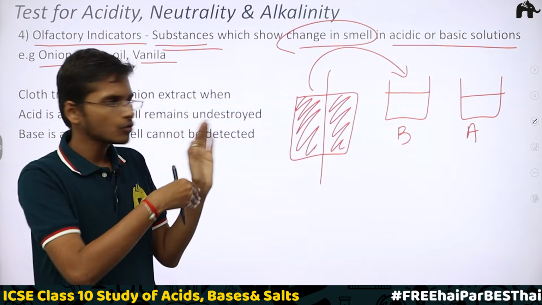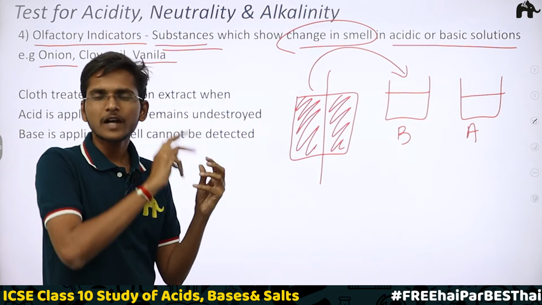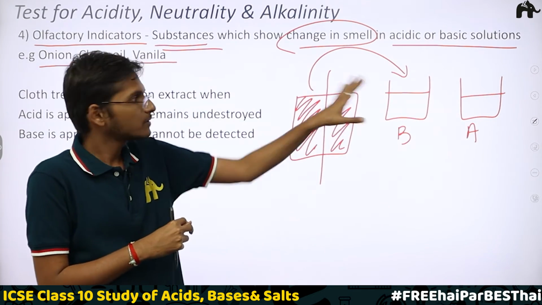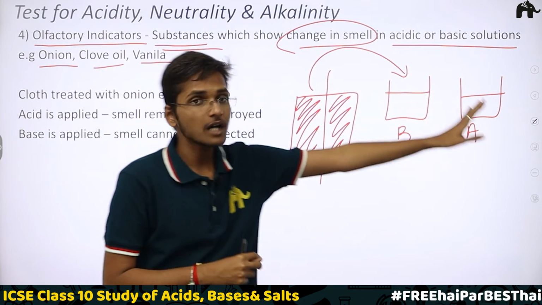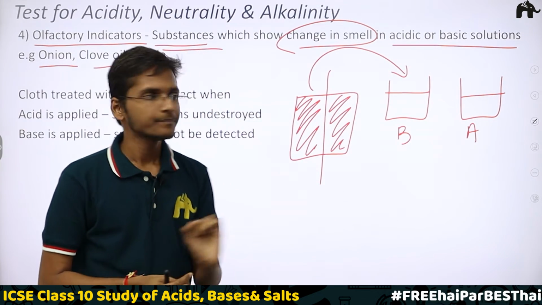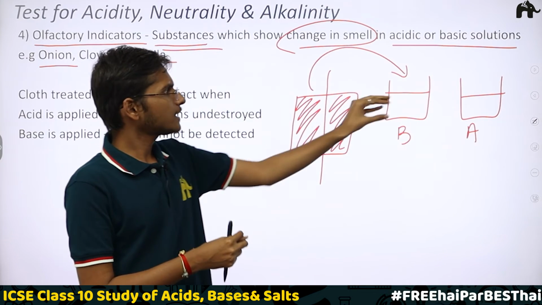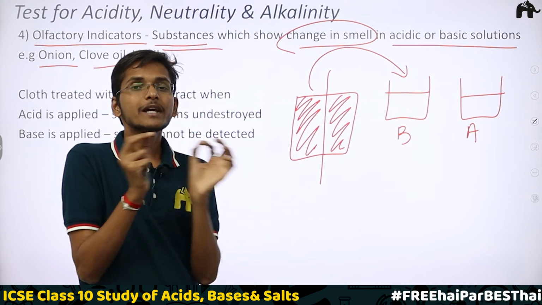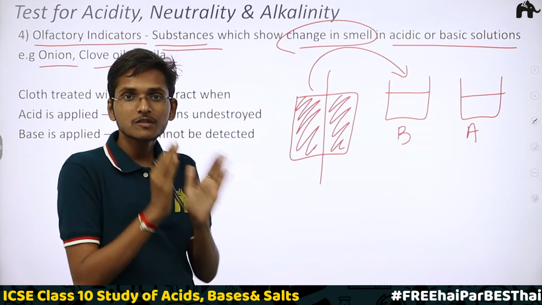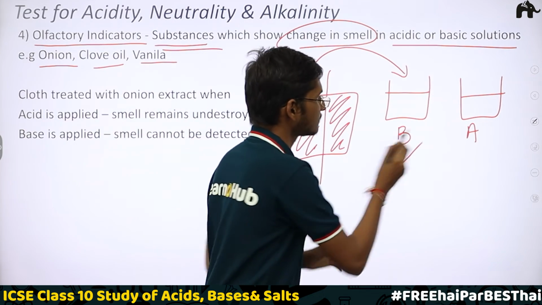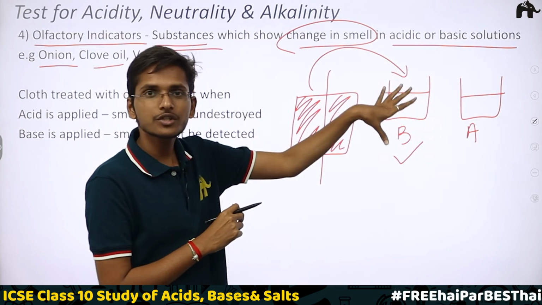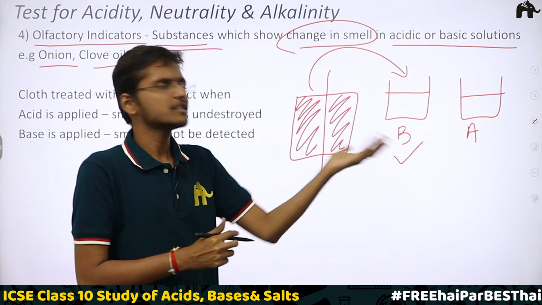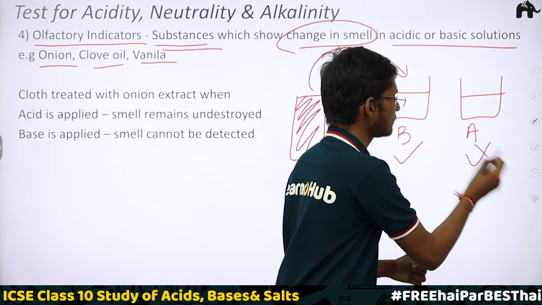I would just tear a cloth strip, apply onion extract, dip one cloth strip in one solution, and dip another cloth strip in another solution. Now, after taking out the cloth strips, the cloth strip whose smell has vanished, that solution is the basic solution, and the one whose smell has not vanished is the acidic solution.